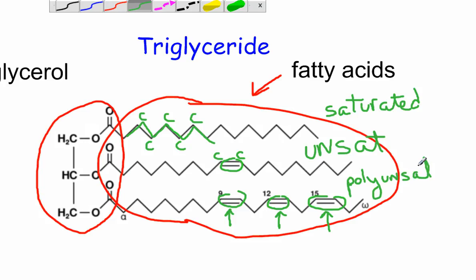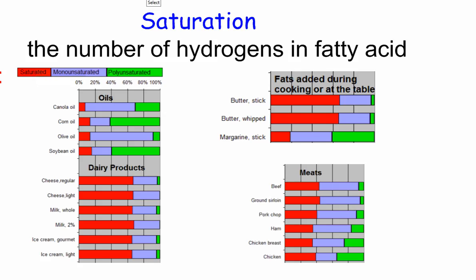Okay? Let me say that again. Look at the fatty acids. If they're all single bonds, that means it has as many hydrogens as possible, and we say, therefore, it is saturated with hydrogen. If it has a double bond, that's because it's missing a couple of hydrogens, so it's unsaturated. And if it has multiple double bonds, we say it's polyunsaturated. Now, you've probably heard those terms quite a bit, and the reason why you've heard them quite a bit is that the saturation of a fat tells us how healthy it is.